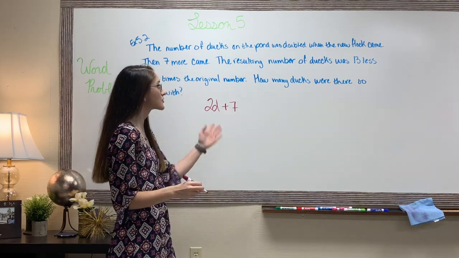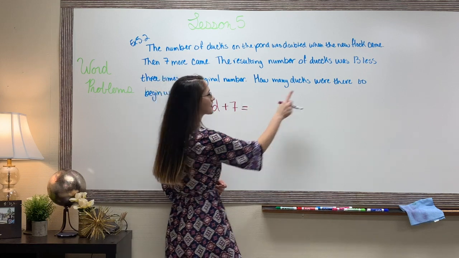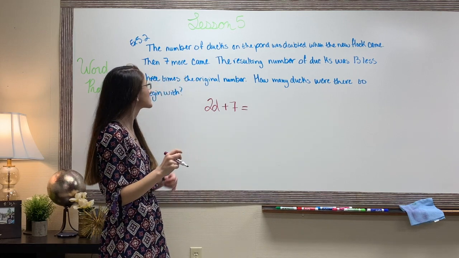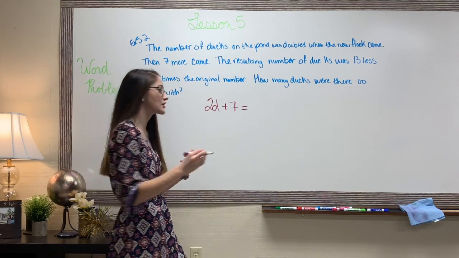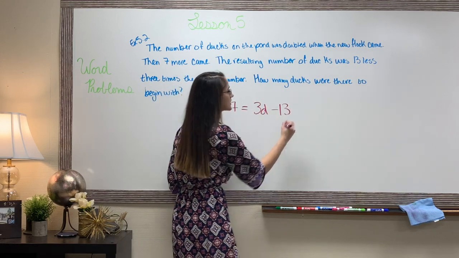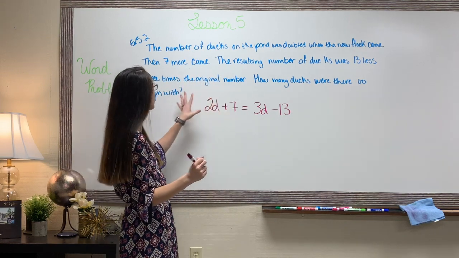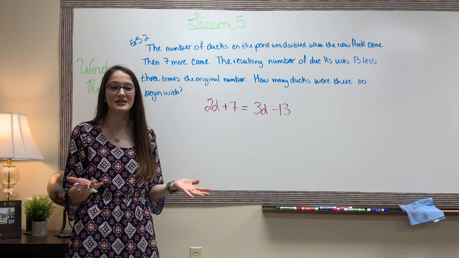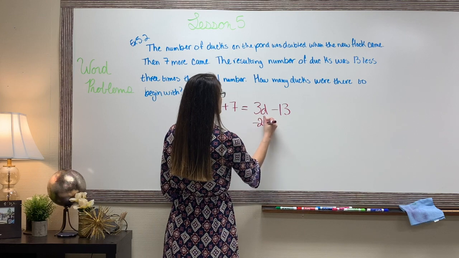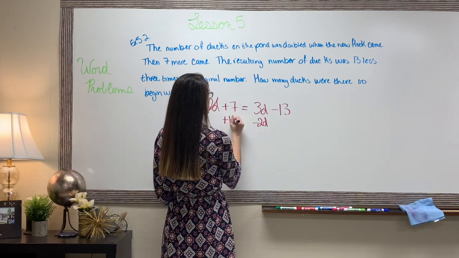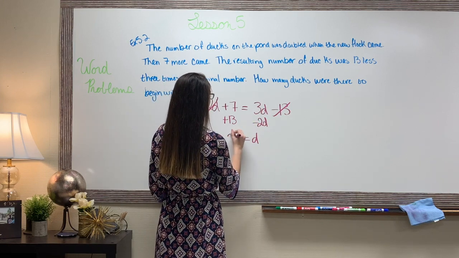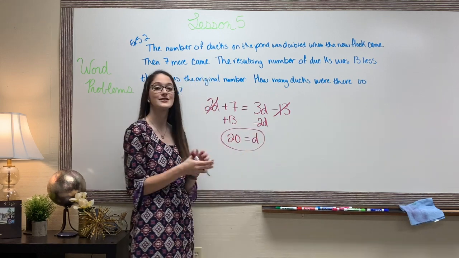So plus 7. The resulting number, okay, so now we're talking about equals, and I don't know why I have 2 D's here. There we go. The resulting number of ducks was 13 less than 3 times the original. So 3 times the original is 3D, and it was 13 less than, so minus 13. And then after that, I've gotten all the information out of there, so now we just need to solve for D. Change side, change sign, so this is going to be minus 2D, and that's gone, and we're going to say plus 13. Now that's gone, and so 3 minus 2, that's just going to be D, and the original is 20 ducks. And we're done.